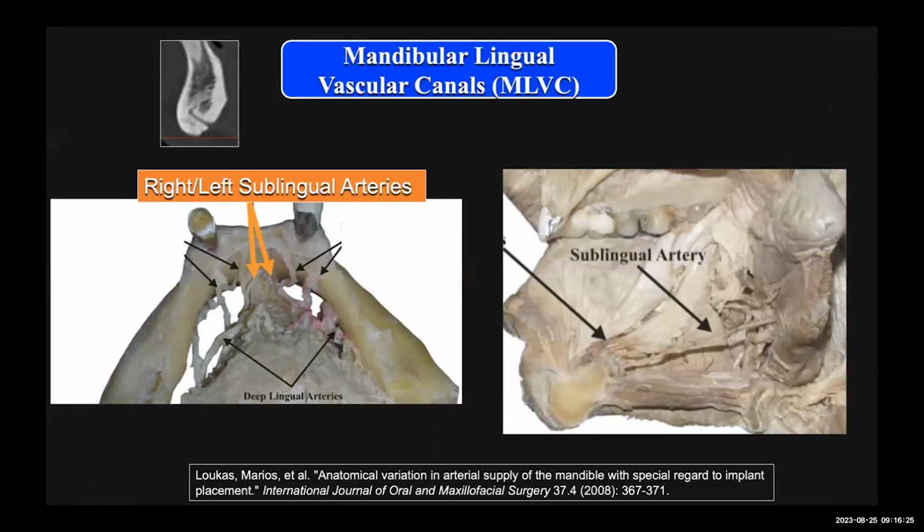But let's first talk about what's in this radiolucent canal. Why, as an implantologist, you need to know about this? Well, what happens is the lingual artery has branches called the sublingual arteries, and they traverse the inferior border of the mandible, and they actually anastomose in the midline. So you have the right and the left sublingual arteries that anastomose in this area, and then it goes through the cortical bone into the trabecular bone.